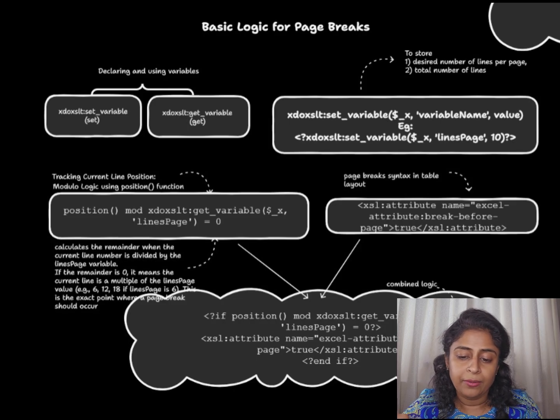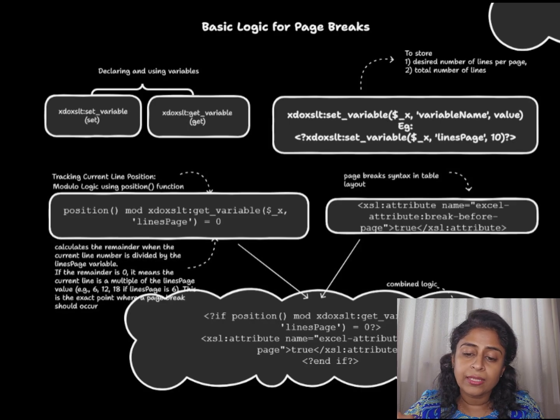We need to declare variables. We need variables to store our desired number of lines per page and later to store the total number of lines in our dataset. The syntax is xdoxslt:set_variable. This declares a variable called lines_page with a value of 10.